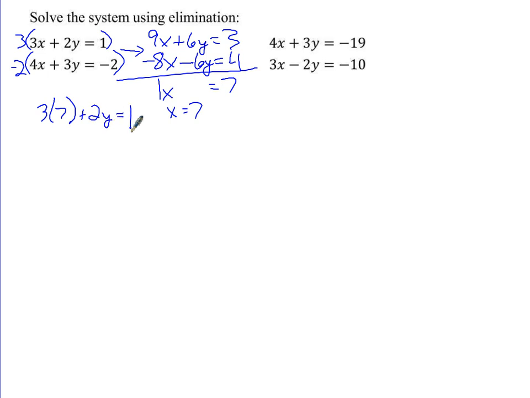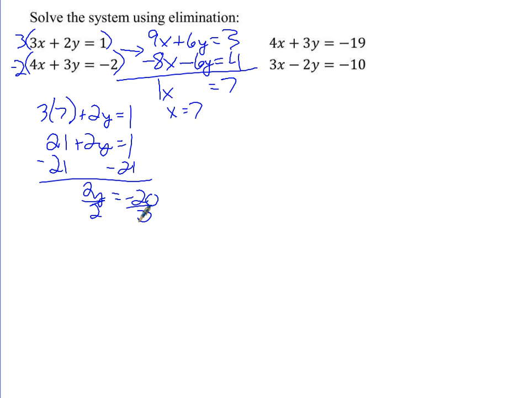Okay, original equation. And then 3 times 7, what's that? 21 plus 2y equals 1. Now what? Subtract 21 from both sides, and what do we get? 2y equals -20. Now what? Yeah, divide both sides by 2, and we get y equals -10.